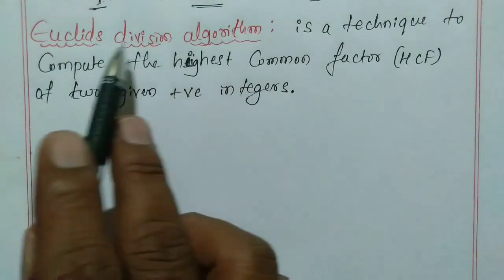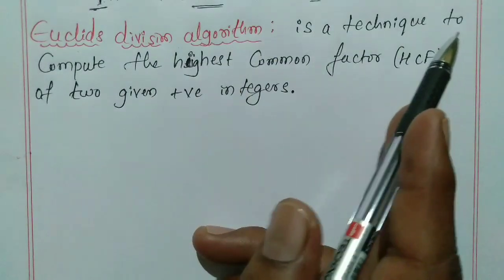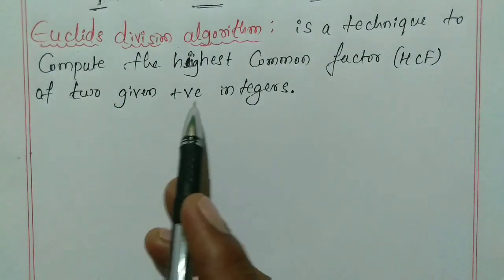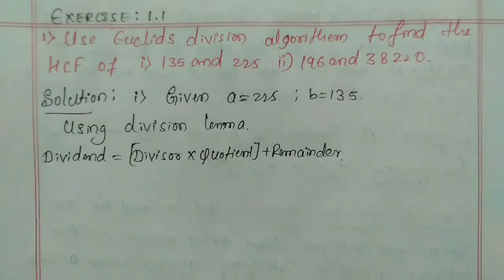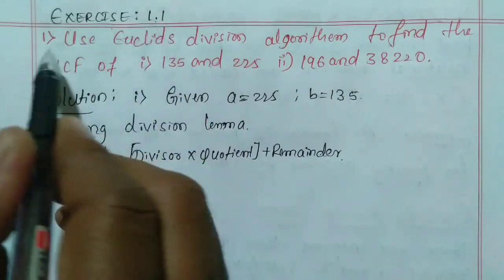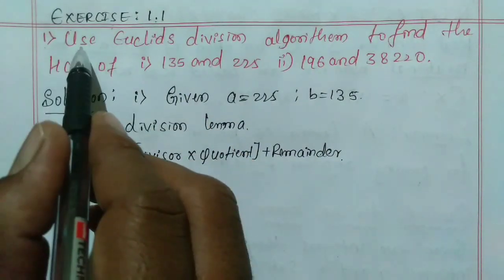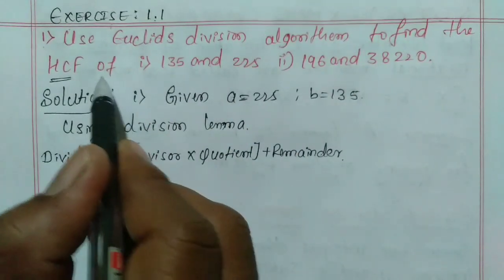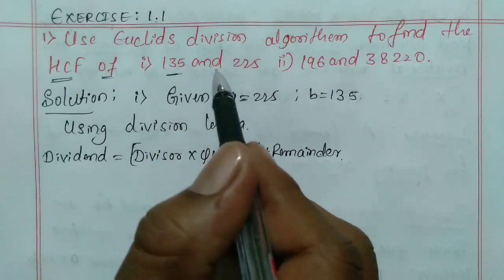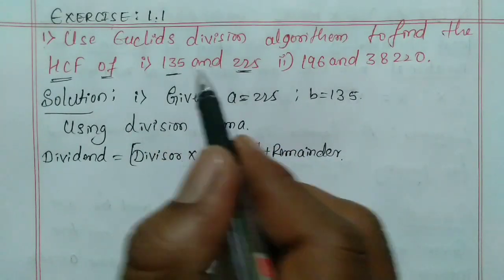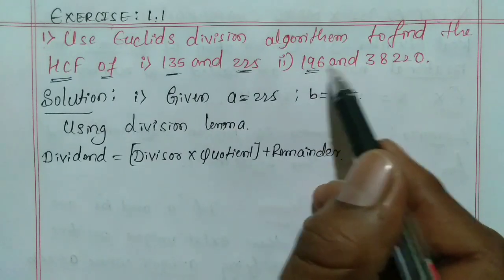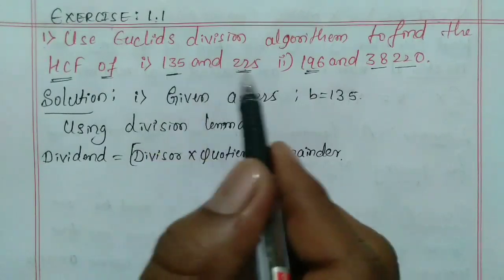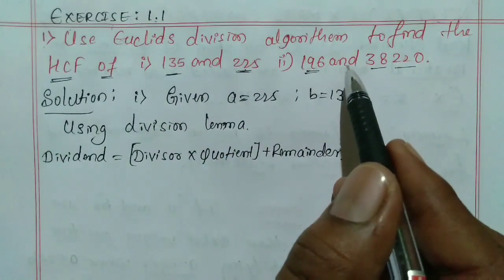Euclid's division algorithm is a technique to compute the highest common factor of two given positive integers. Exercise 1.1, question number 1: use Euclid's division algorithm to find the HCF of, first, 135 and 225, and second, 196 and 38,220. Find the HCF of these two pairs of numbers.